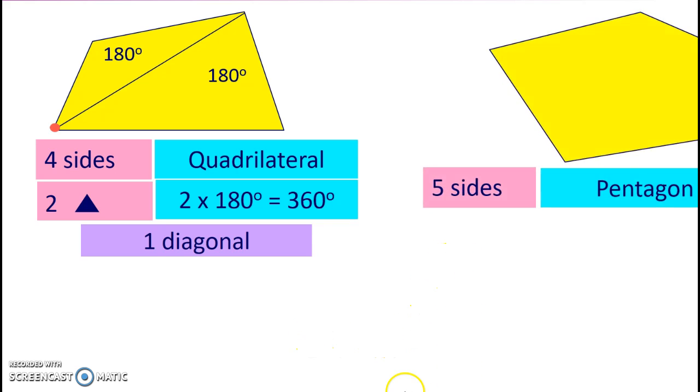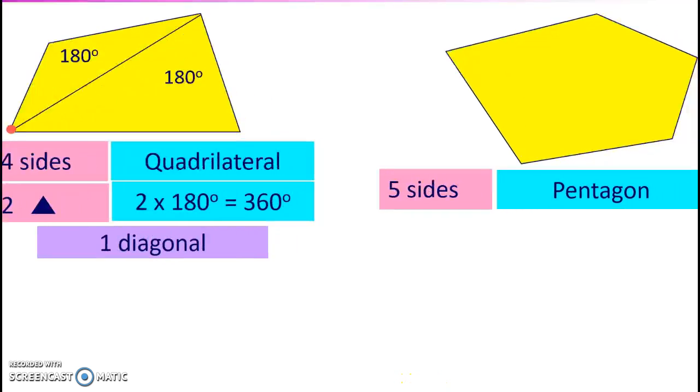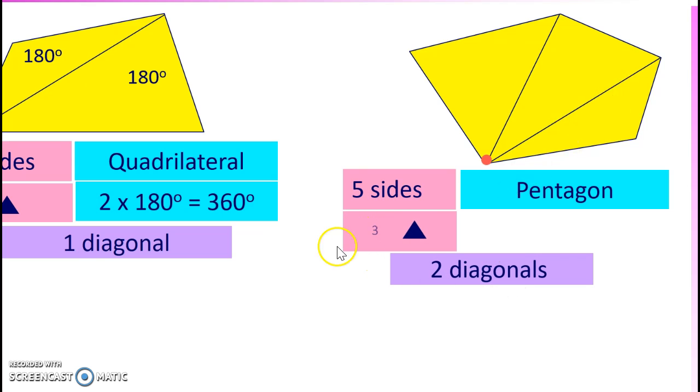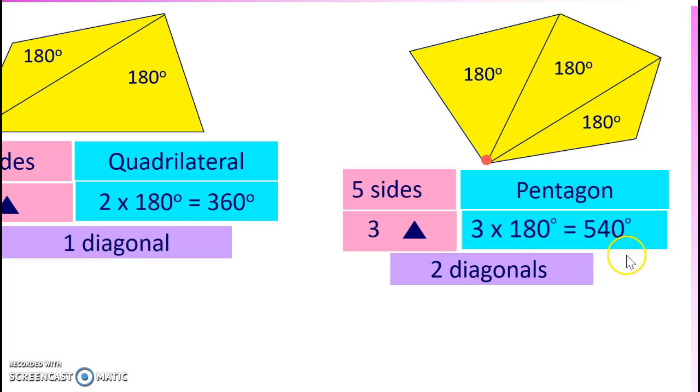Let's look at another polygon, in this case, a pentagon, a five-sided polygon. Again, selecting one vertex, we can see that this time we can draw two diagonals. 1, 2. Creating three different triangles. So in a pentagon we have two diagonals, three triangles. Once again, each of those three triangles has an interior angle measure sum of 180 degrees. So the interior angle sum of a pentagon is 3 times 180, which in this case equals 540.